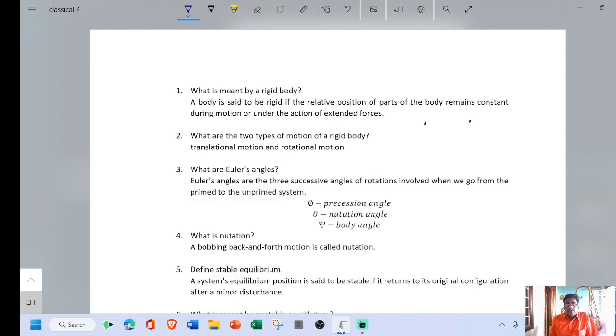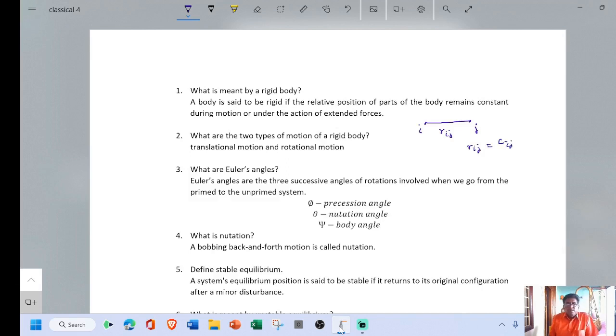Consider 2 points. This is I, this is J. The 2 points are connected and the distance between the 2 points is fixed. This is called a rigid body. This r_ij equals a constant c_ij.